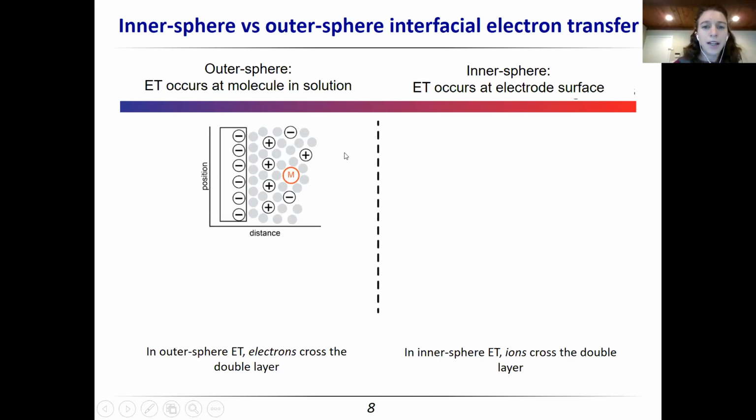So you've discussed in this class outer sphere electron transfer versus inner sphere electron transfer in solution phase. And actually, outer sphere electron transfer and inner sphere electron transfer are two classes of reactions that can happen at electrochemical electron transfer as well. So first, I'll walk you through what's occurring in outer sphere electron transfer at an electrode.